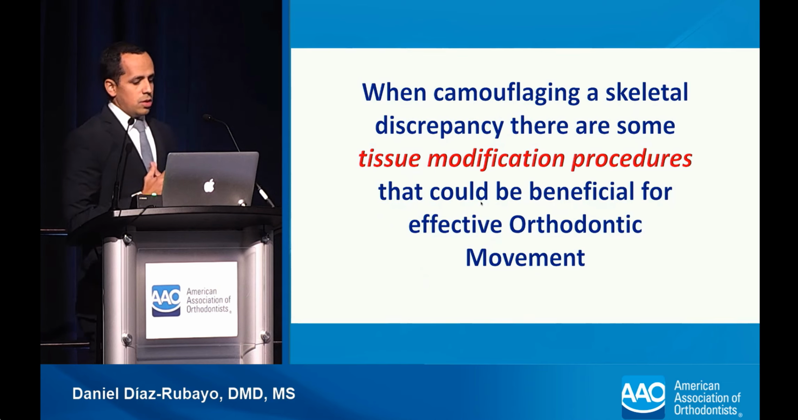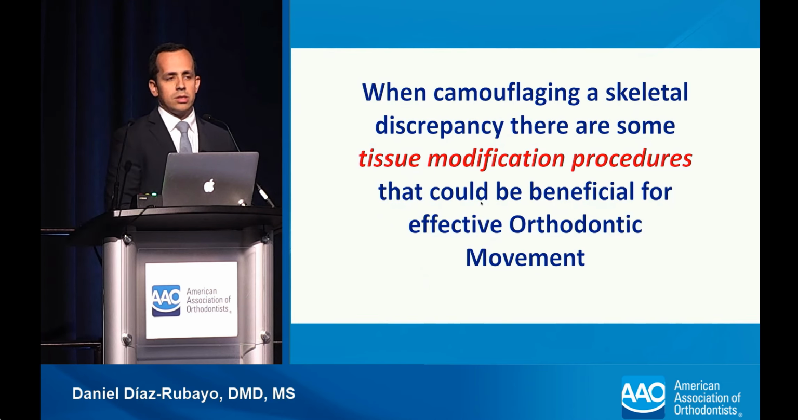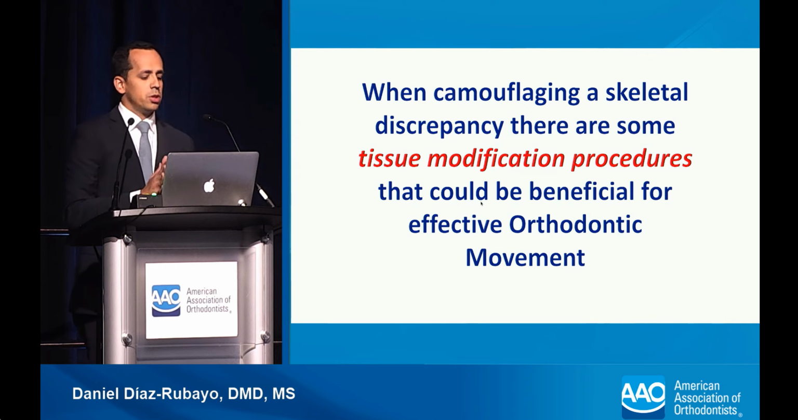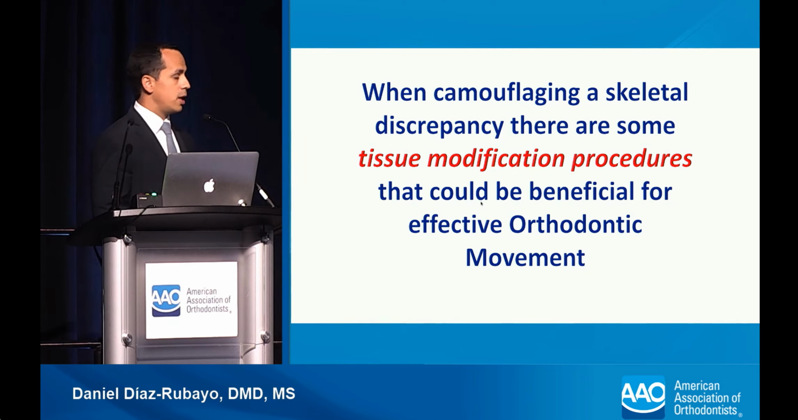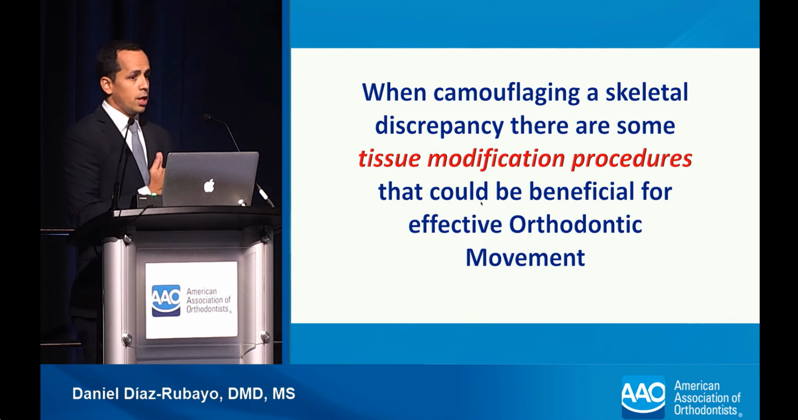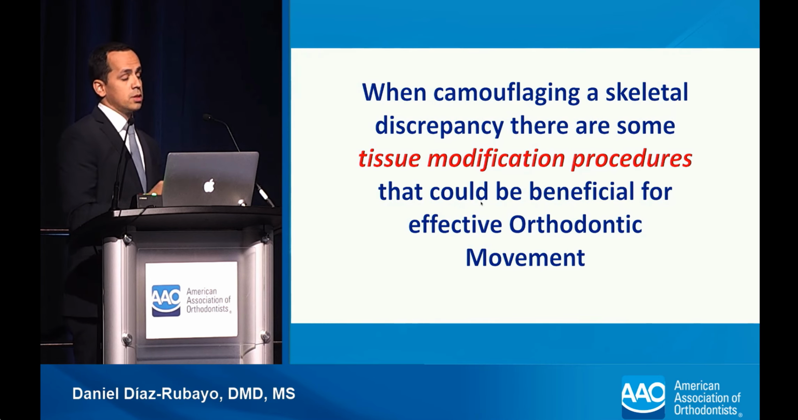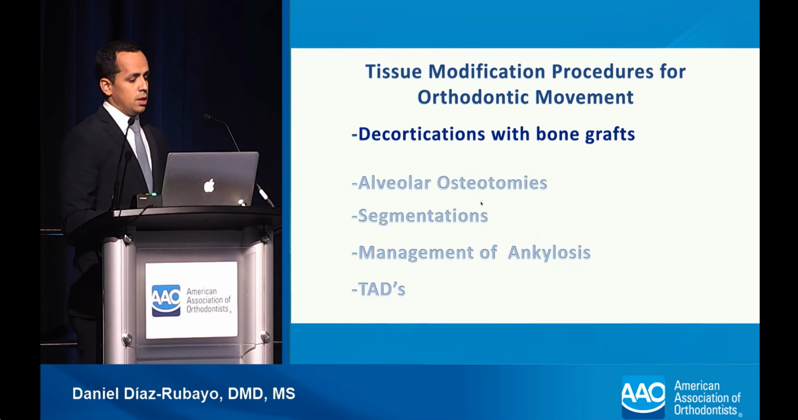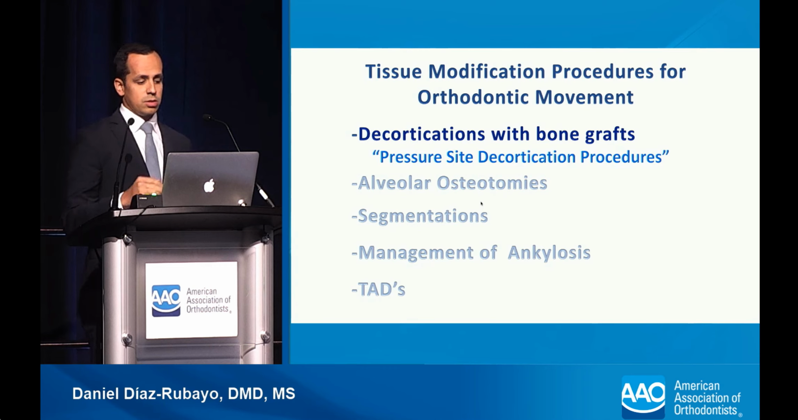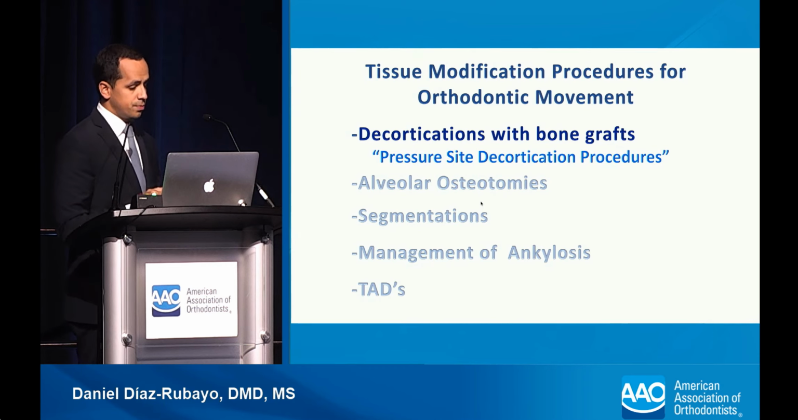So this is where we want to bring you guys in, this gray area. Okay, we want you to be able to provide options to your patients. And there are some tissue modification procedures that can be done to help achieve the orthodontic movements that we want. There are many of these procedures, and we're going to focus on decortications with bone grafting, or like Dr. Hernández likes to call them, the pressure site decortication procedure.